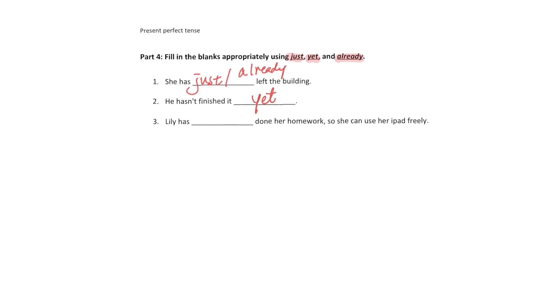Question number 3. Lily has done her homework, so she can use her iPad freely. So we should use already in question 3. Why? Because Lily is not expected to have finished her homework, but she has, so she finished her homework before the expected time. So the consequence is she can use her iPad freely. So we are stressing the time of the action. It's like what we mentioned in question 1.